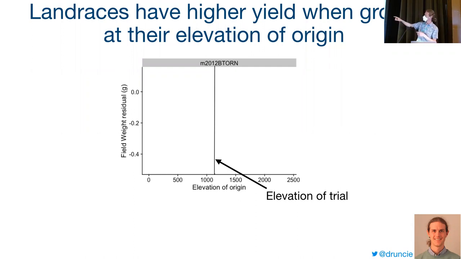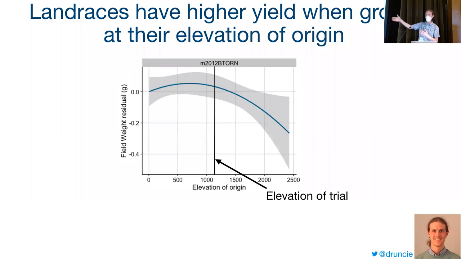And if so, what you'd expect to see in a plot like this would be a concave curve, where the peak of that curve is sort of centered at the environmental descriptor of the trial. And so in this case, using field weight as a yield measure and plotting the best fit curve to the field weight data, each accession is essentially a position based on the elevation that it was collected, and then a line for the height of the trial. And more or less, it seems like the best accessions were collected about 1,000 meters, like this trial.